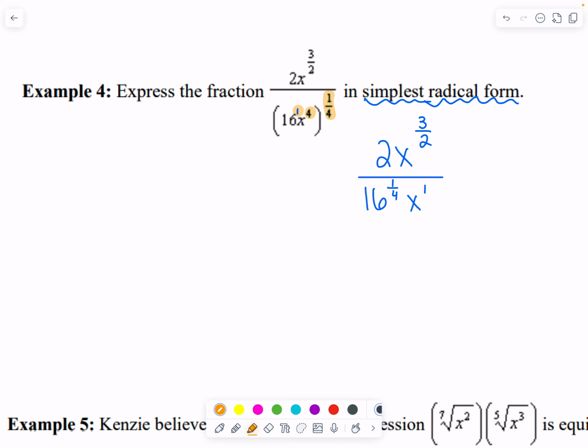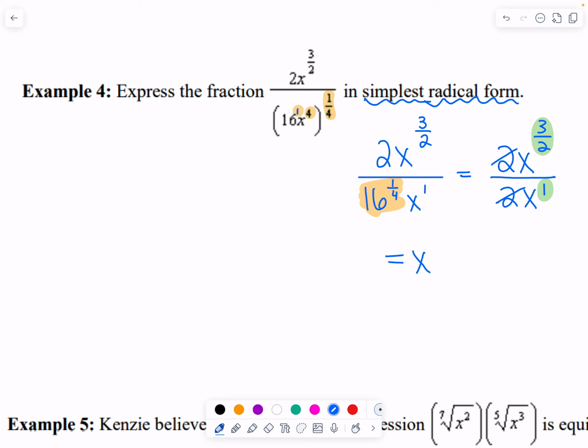16 to the 1/4, this number is 2. So let's just rewrite this one more time here. So now I have 2 divided by 2. I'm just going to cancel that. And I also have x to the 3 over 2 divided by x to the 1. So now this is my quotient rule. I'm going to subtract those powers.